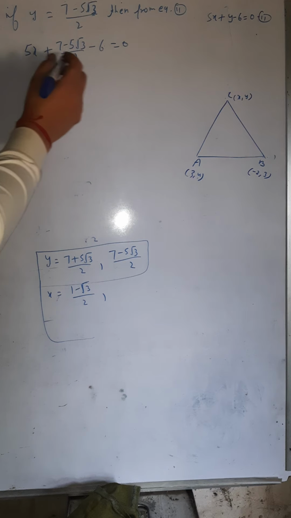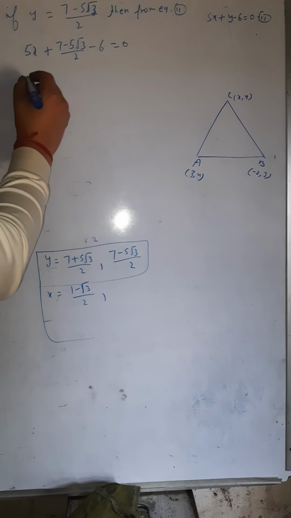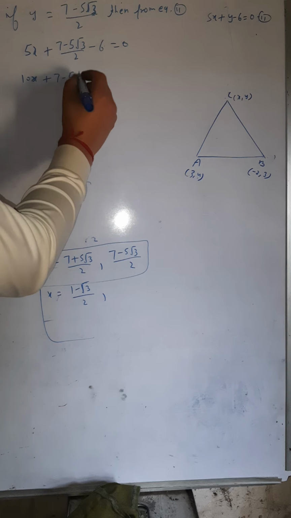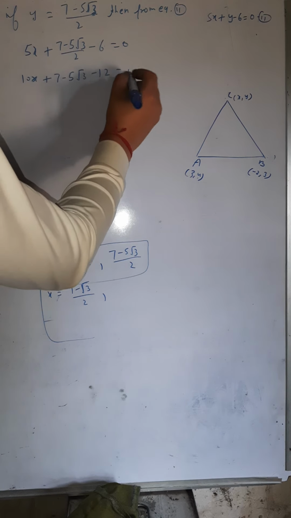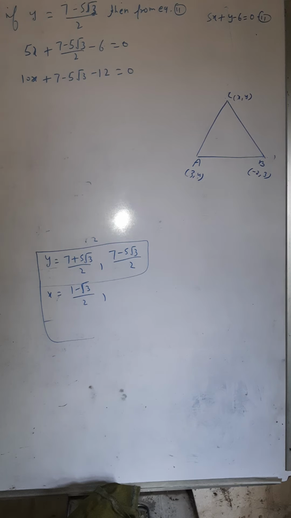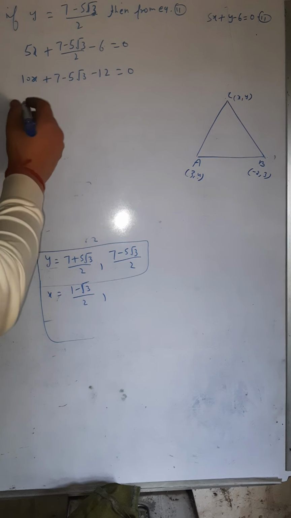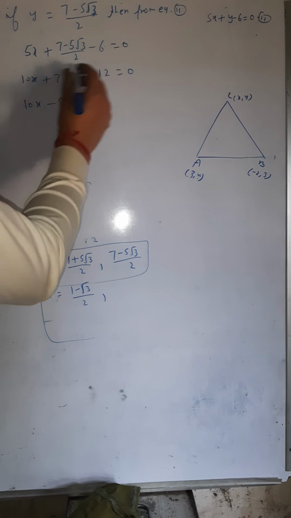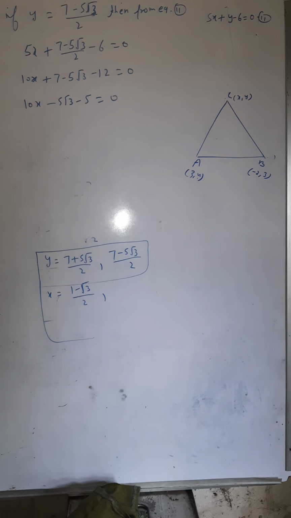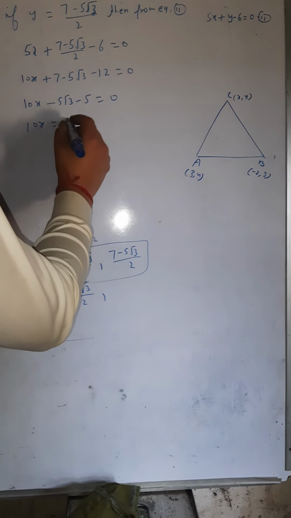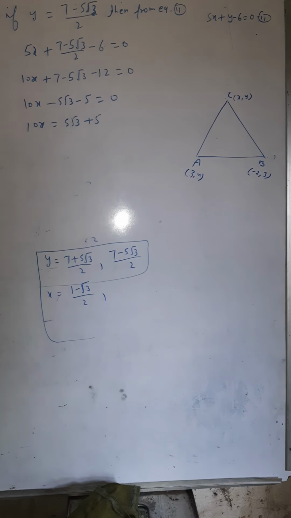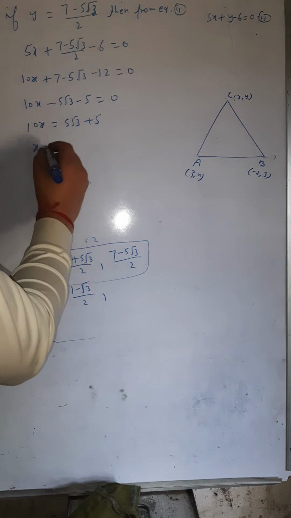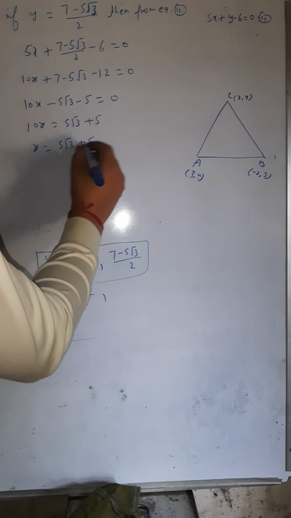Take 2 as LCM, 2 multiply here also, and there 0. 2 fives are 10x plus 7 minus 5 under root 3 minus 2 sixes are 12 will be equals to 0. Now 7 minus 12 will be minus 5. So 10x minus 5 under root 3 minus 5 will be equals to 0. Getting this? 7 minus 12 minus 5. So 10x will be, this all will go there, and will become plus 5 under root 3 plus 5. Both will become plus. So x will be (5 under root 3 plus 5) by 10.